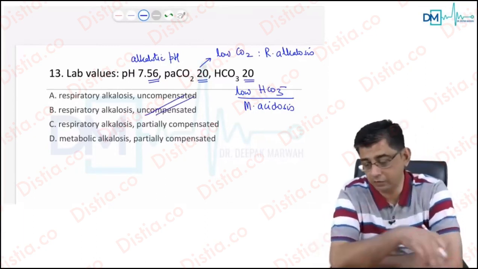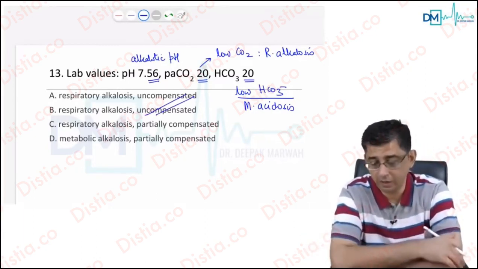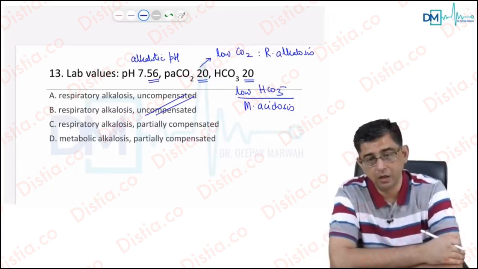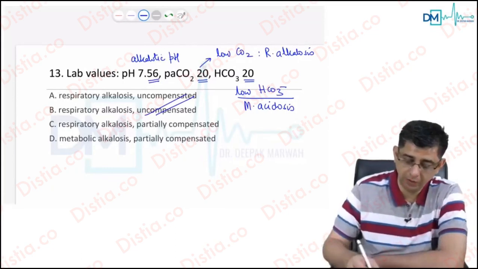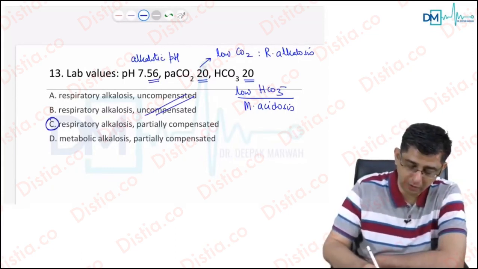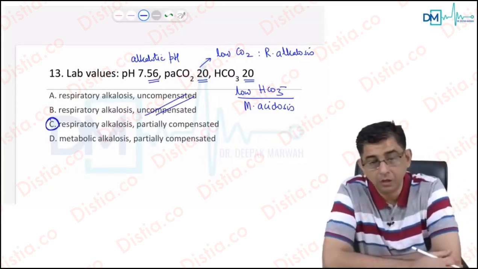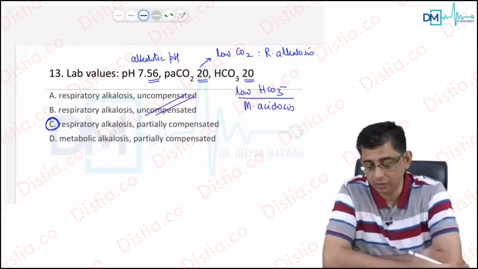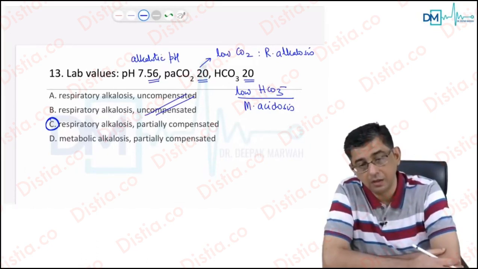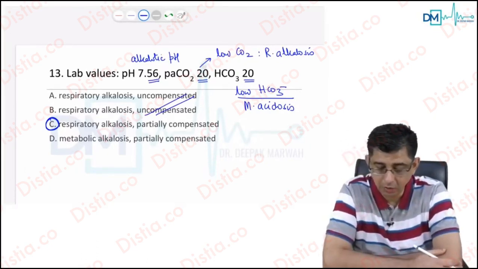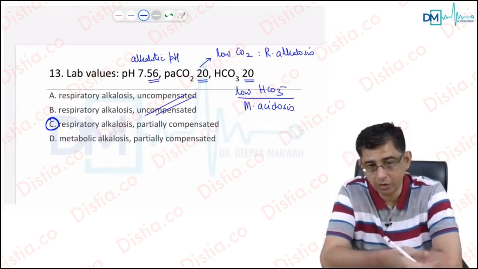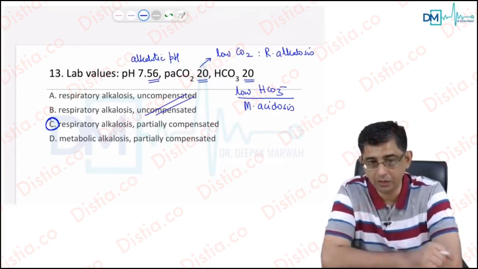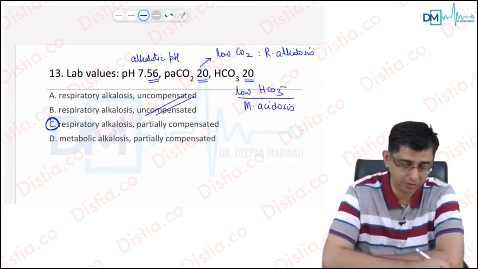Why? Because if the bicarbonate value was normal, I would have said uncompensated. Now here the bicarbonate values are lower than normal, so it is partially compensated. The diagnosis of this guy would be given as partially compensated respiratory alkalosis. Why is it not D? Because metabolic alkalosis should have an elevated bicarbonate, and in this guy the bicarbonate is less. So two choices can be easily ruled out because bicarbonate has been lost with the help of the kidney in a patient of respiratory alkalosis. This guy has a partially compensated respiratory alkalosis.